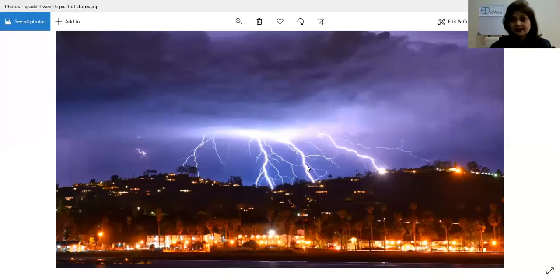Now I'll show you another picture about the storm. It's a picture of lightning. Lightning happens when there is a bunch of clouds filled with air, and it also occurs before the rain. You must have seen that when it is raining at your place, there is lightning also. This is all due to the strong winds.